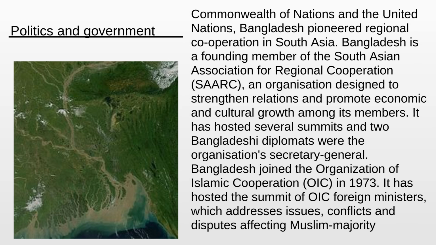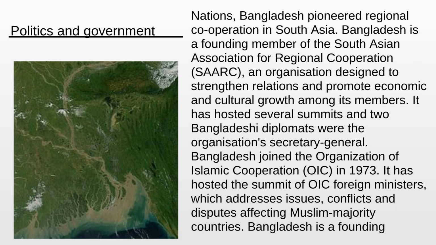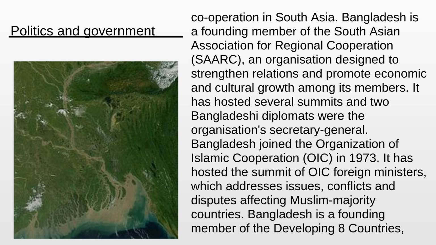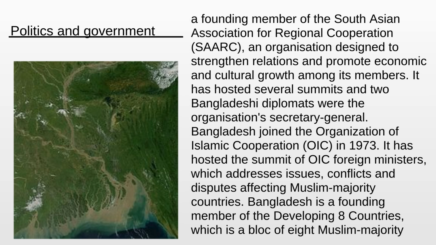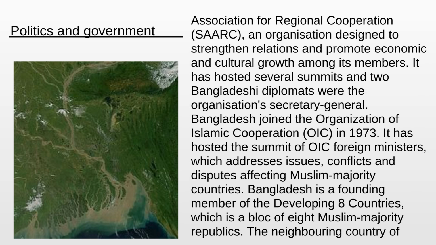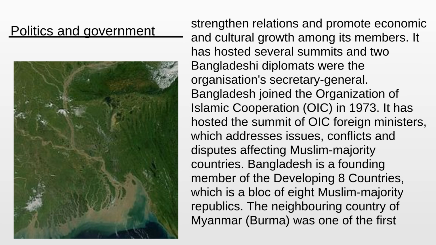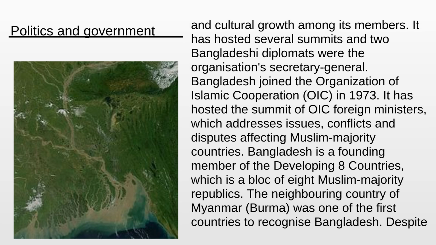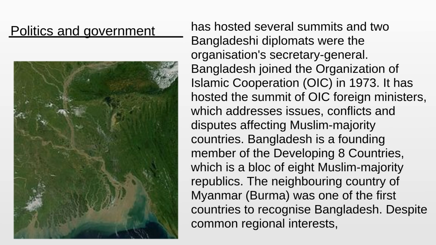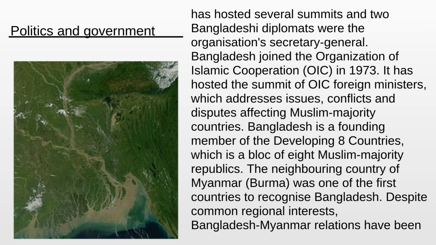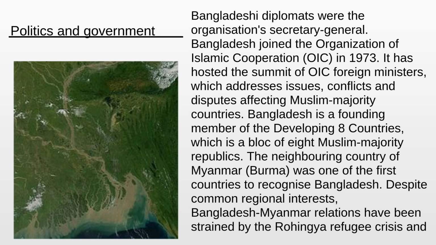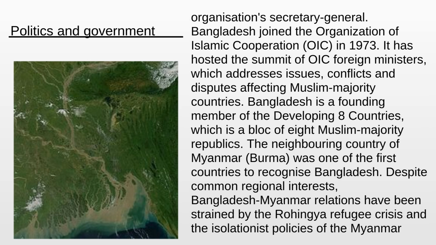In addition to membership in the Commonwealth of Nations and the United Nations, Bangladesh pioneered regional cooperation in South Asia. Bangladesh is a founding member of the South Asian Association for Regional Cooperation, SAARC, an organization designed to strengthen relations and promote economic and cultural growth among its members. It has hosted several summits and 2 Bangladeshi diplomats were the organization's Secretary General.